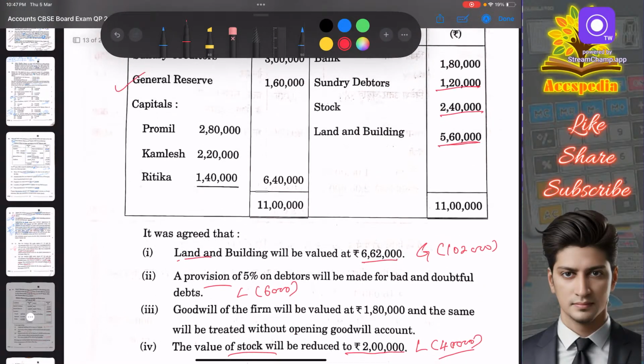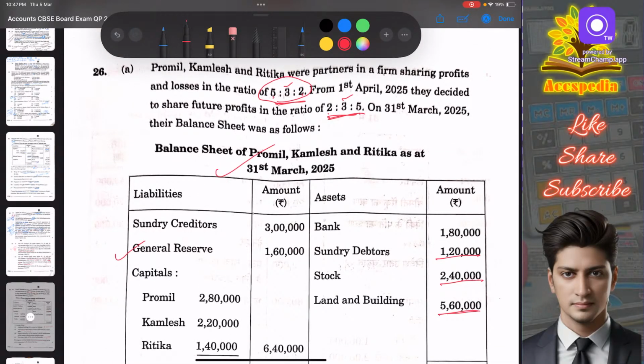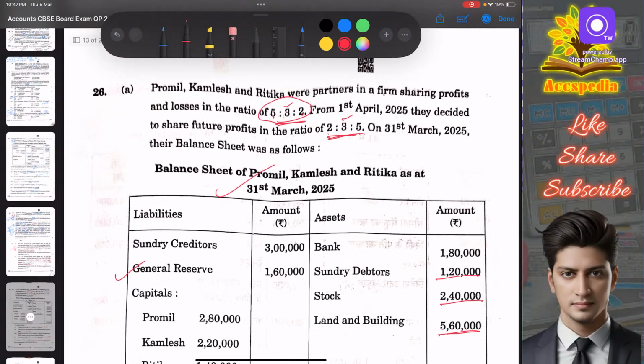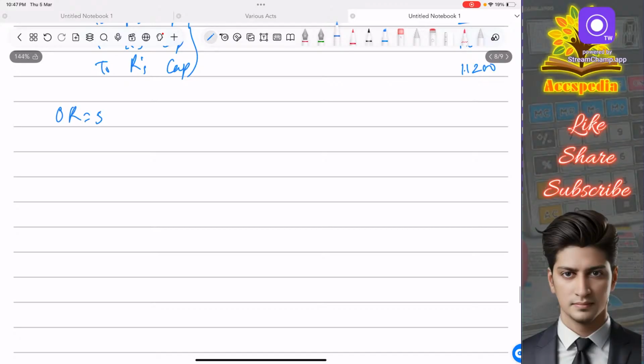So in that order, the balance sheet is over, and revaluation is over. After that, goodwill of 1 lakh 80,000. Since it is a change in profit sharing ratio, from gaining partner to sacrificing partner, we just calculated it roughly. Pramil is the sacrificing partner, Ritika is the gaining partner, but I'll still write that calculation. Old ratio is 5 is to 3 is to 2, new ratio is 2 is to 3 is to 5.